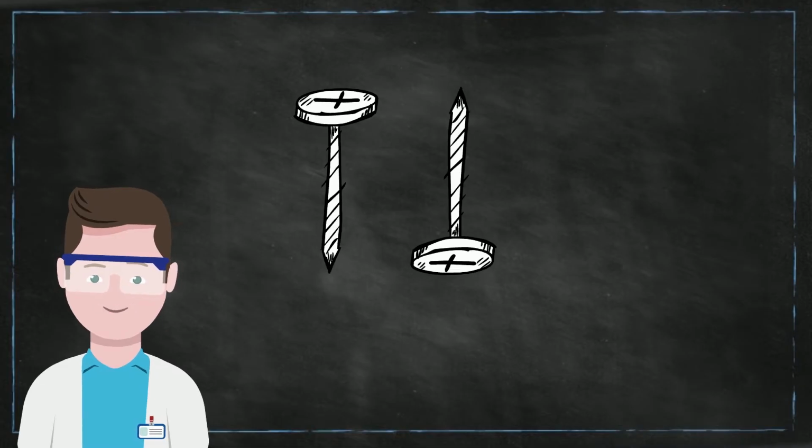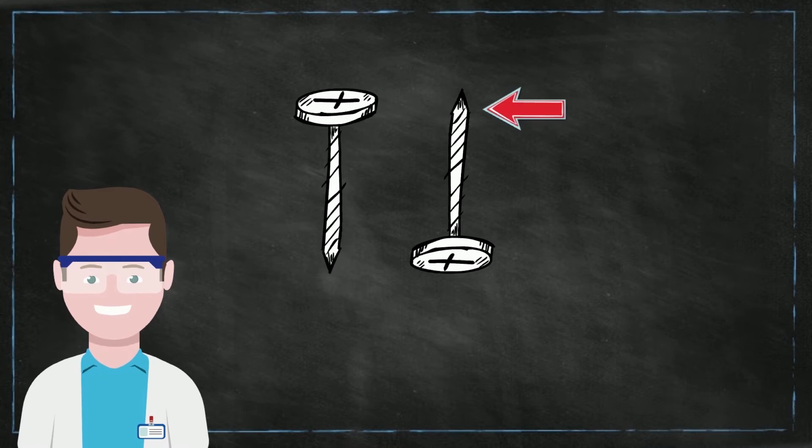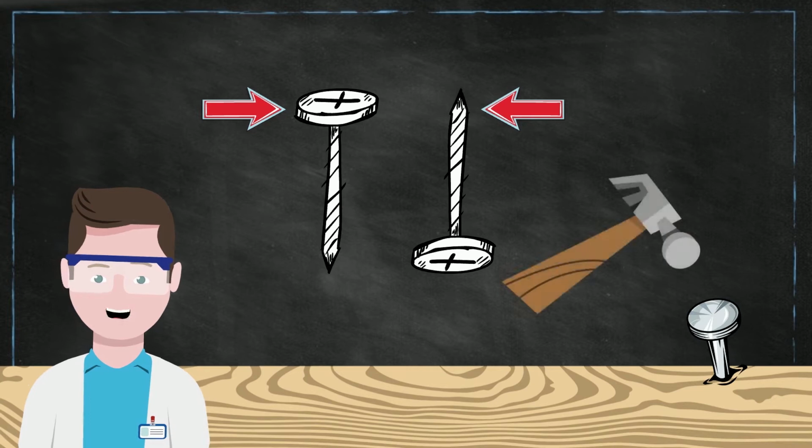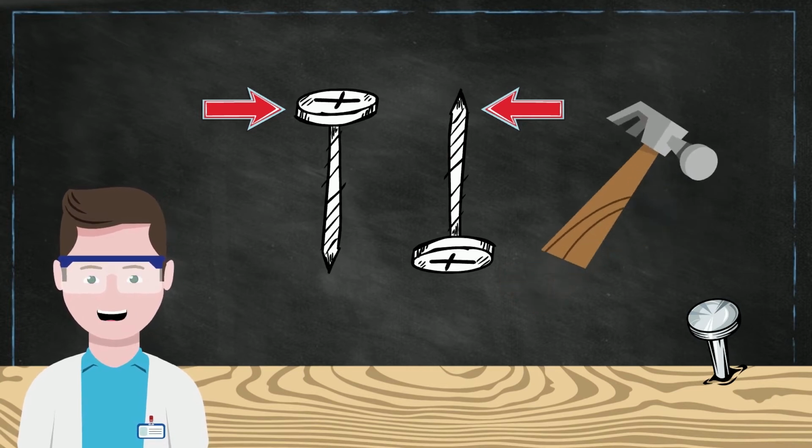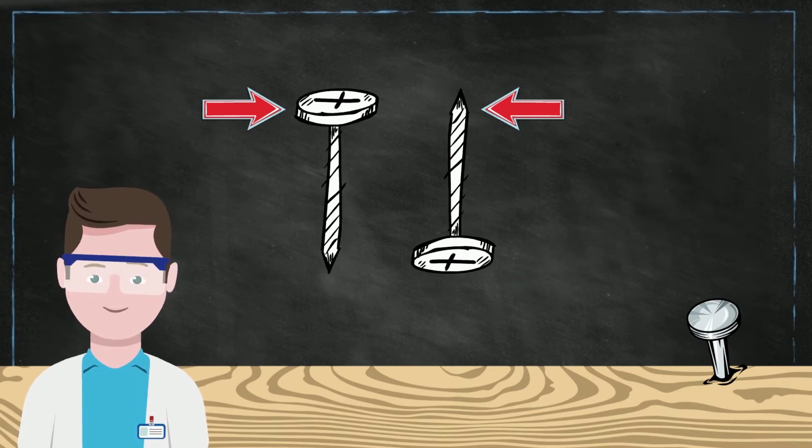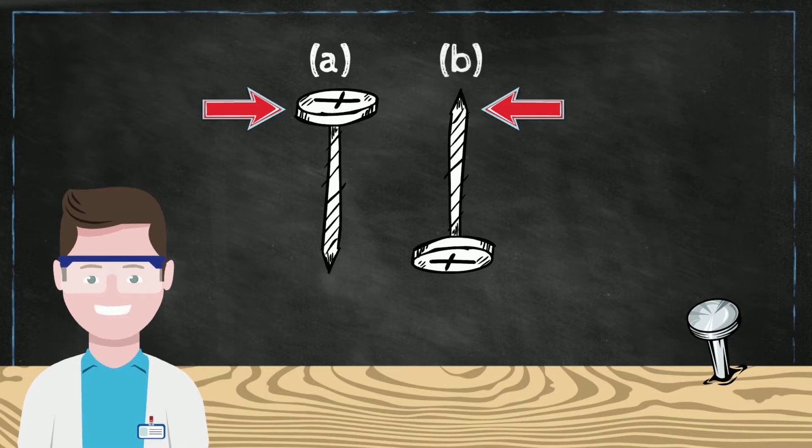Here we have a nail. Note that the area is different at the tip and on the head, right? We will apply the same force to both sides. What is going to happen? I believe it is evident that you will have greater pressure on A than on B, and the reason is not in the applied force but the contact area.